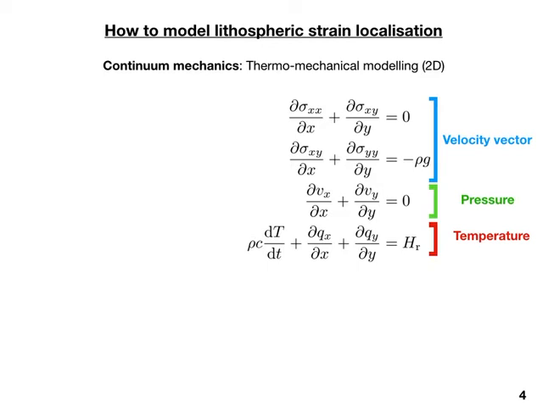So these are the equations on which most codes are based. At the top you have two equations for momentum balance, because here we consider a 2D problem. These equations can be solved for obtaining the components of the velocity vector. In the middle, you have here the continuity equation, which assumes a divergence-free flow, which can be solved for obtaining the pressure. And at the bottom, we have an energy conservation equation, here under the form of a temperature evolution equation, which can be solved for obtaining the evolution of temperature.